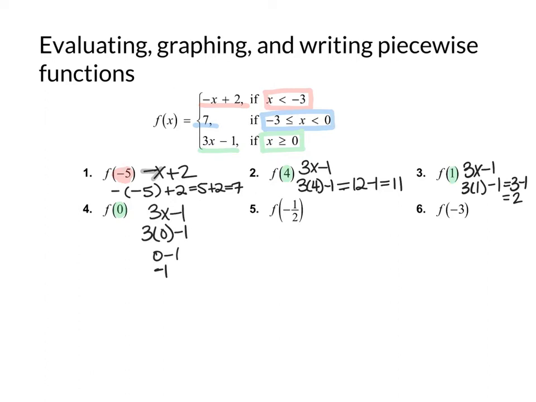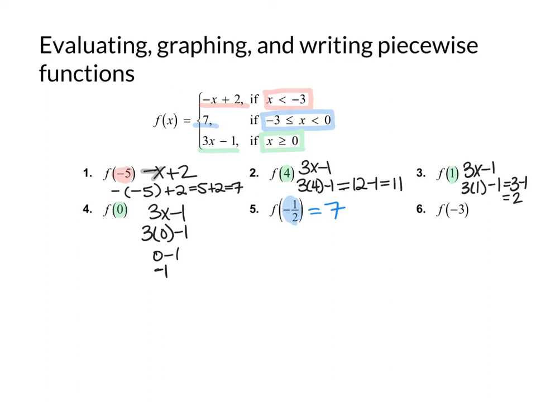What about -1/2? Is -1/2 less than -3? No. Is -1/2 between -3 and 0? Yes, -1/2 is less than 0, but it's also greater than -3, so it fits in here for our blue equation. So this is blue. And the blue equation means no matter what x is, y equals 7. It's that horizontal piece of the line.